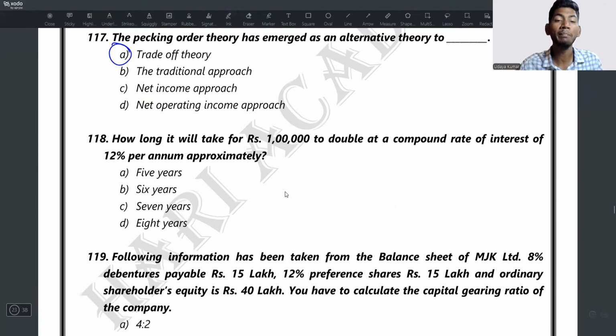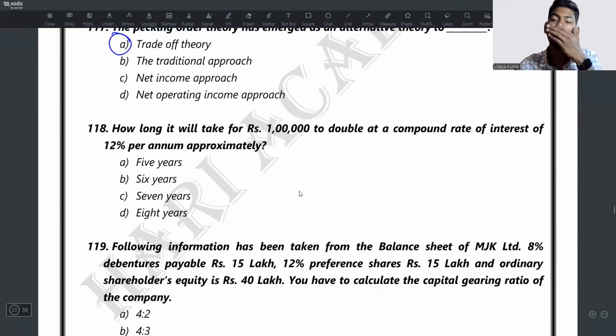So moving to question number 118, how long will it take for rupees 1 lakh to double at a compound rate of interest of 12% per annum, approximately. It's quite simple. To all my dear students, I have explained it in a simple way. For 1 lakh to double at a compound rate, you just keep on applying 12% once, twice, and so on. So it took around 6 years. Clear? It took 6 times of calculation. Then I am able to get the doubling.